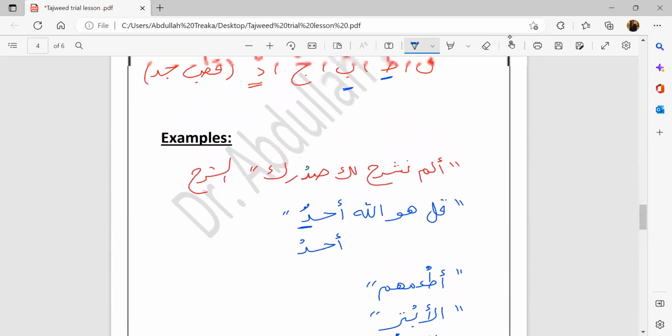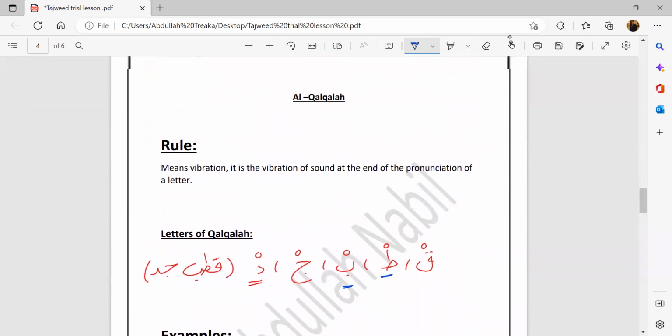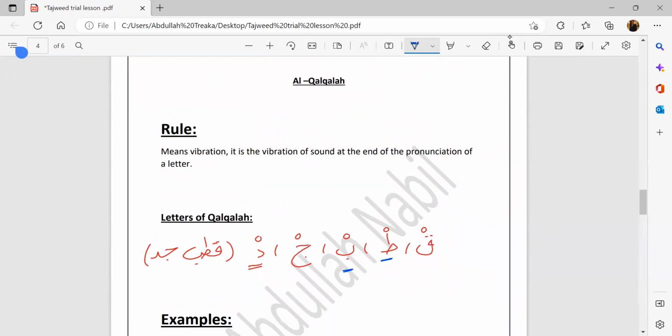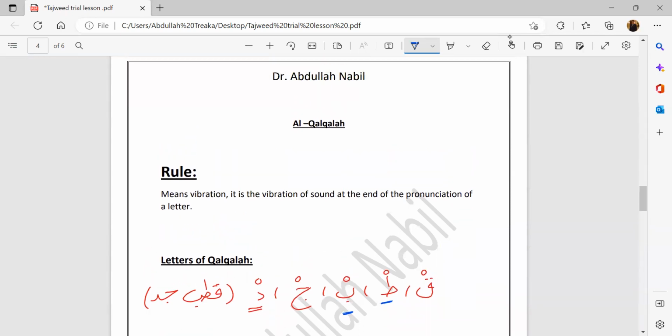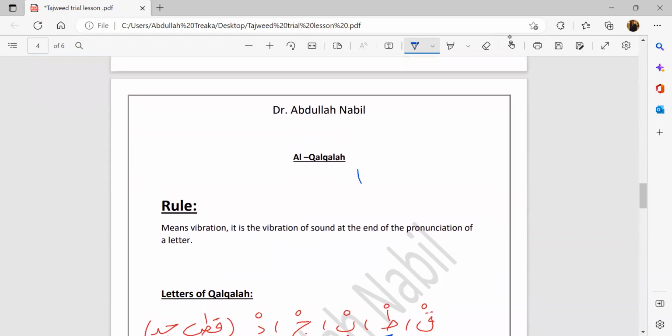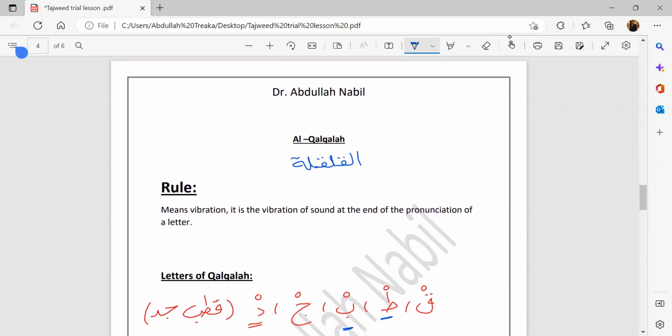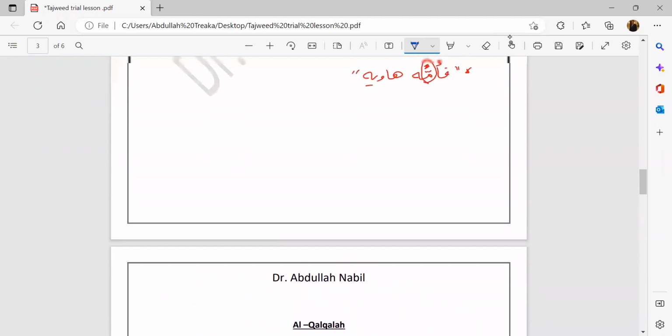So this is another lesson, called qalqala. The previous lesson was أحكام النون والميم مشددتين, and this one is القلقلة. This is the rule and these are the letters of qalqala.